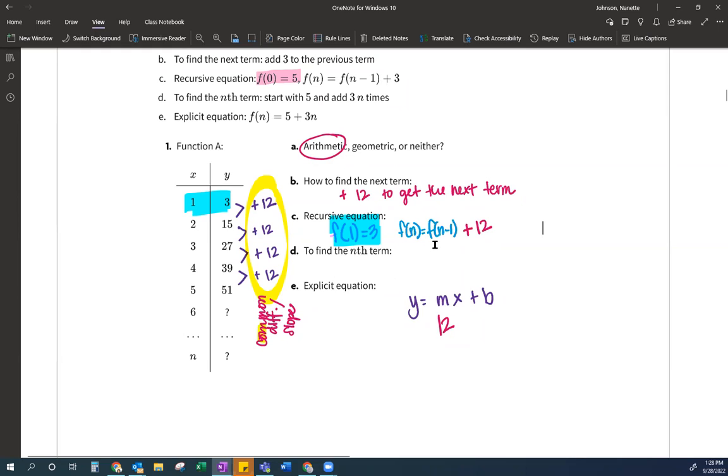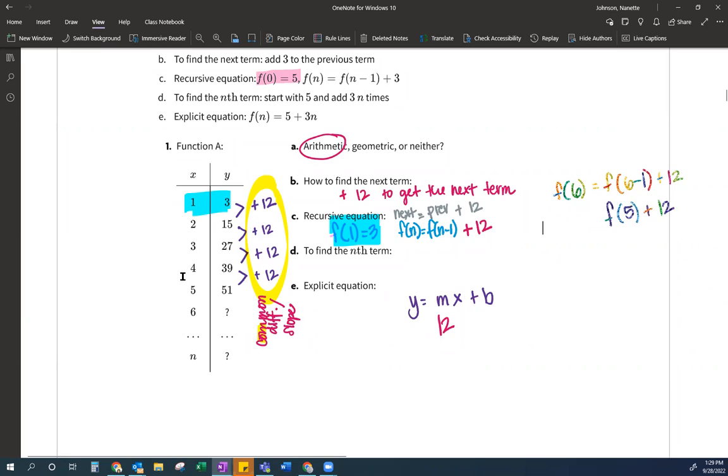Okay, so for example, if I wanted to find, say, the 6th term here, let's do that over here. This is my little example. I'll do my example in my rainbow pen because he's fantastic. So f of 6 is equal to f of 6 minus 1 plus 12, right? So what's 6 minus 1? Oh, that's 5, Miss Johnson. Okay. So f of 5 plus 12? Yeah. Okay, but what's f of 5?